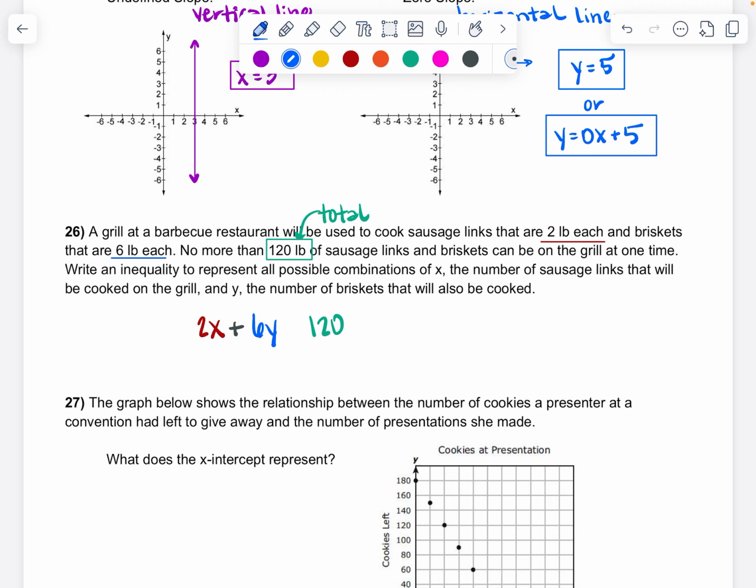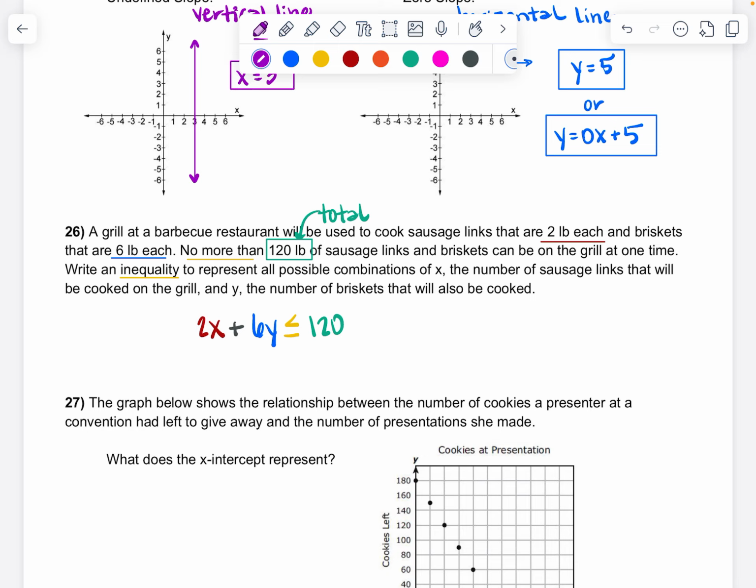But it doesn't say it's exactly 120 pounds, right? It says no more than. Plus, they're also telling you here that it's an inequality. So we want to definitely see both of those context clues. If this represents the total amount of weight on the grill, it can't be any more than 120, which means it has to be less than or equal to 120. And that is our inequality that represents this scenario.